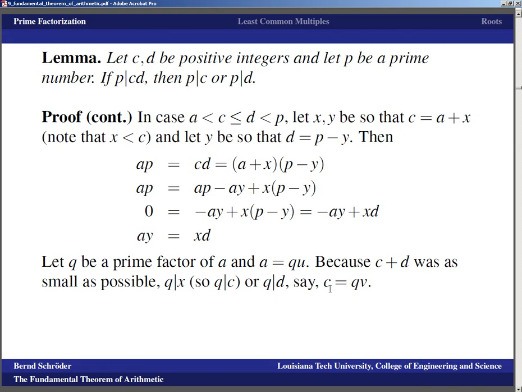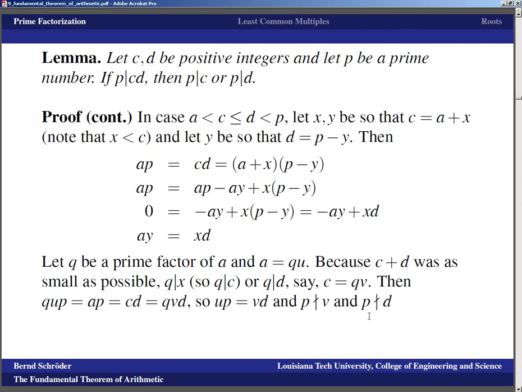And so let's just say that c is equal to q times v. Well, then q times u times p is a times p, sure, because a is qu. ap was cd, and c is qv times d. And now we can cancel the q, so that means that up is vd, and cancellation of integers is allowed. That is something that can be proved from first principles. And moreover, we have that p doesn't divide v because that would mean that p divides c, and p doesn't divide d by assumption.